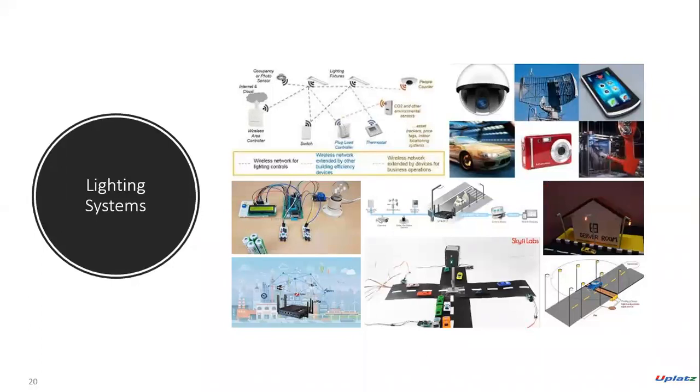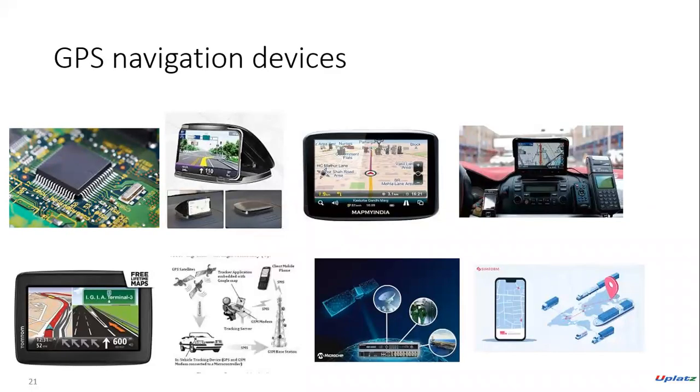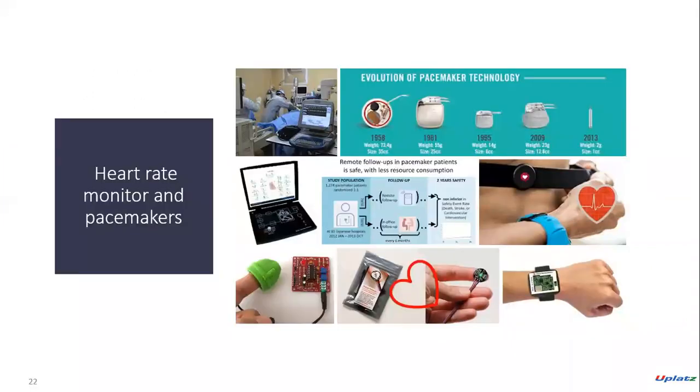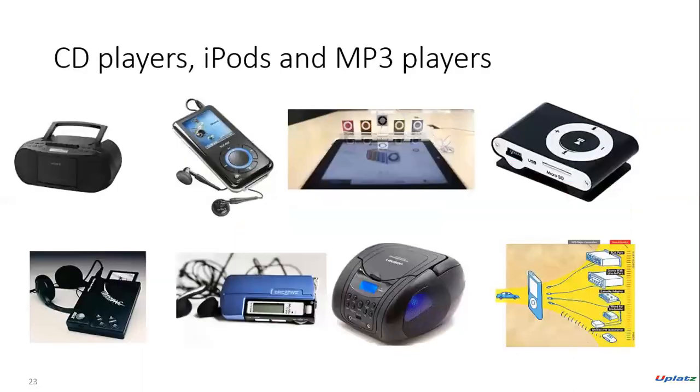We also use various types of lighting system, both at home, at office, and at public places. These are all part of the embedded system. We also use various GPS navigation devices, which are a very important application of embedded system. Heart rate monitor and pacemakers used in our healthcare applications are also part of the embedded system.